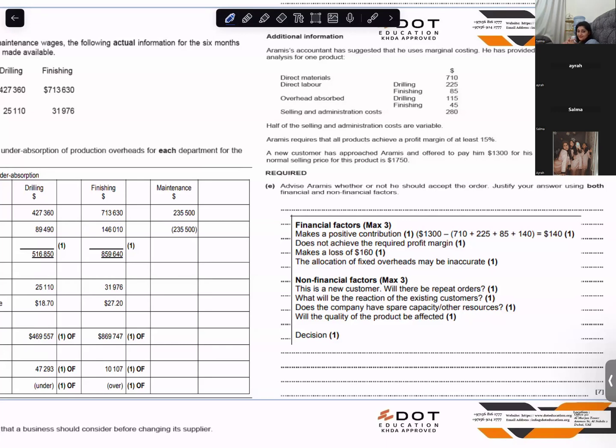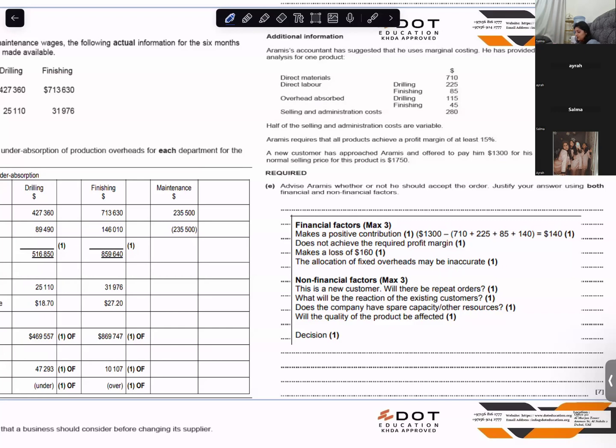Now non-financial factors. For the financial factors, when it's a positive contribution, you will definitely get questions where contribution is going to be positive. Tell me the financial factors: it makes a positive contribution. You'll show the calculation, and then you'll say that the allocation of the fixed overheads may be inaccurate.